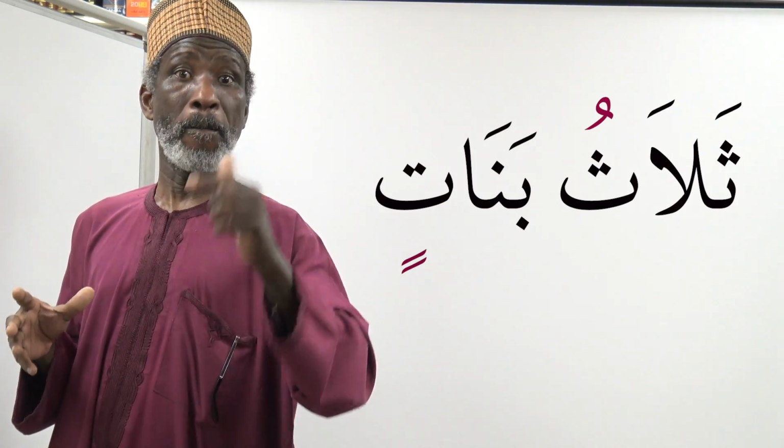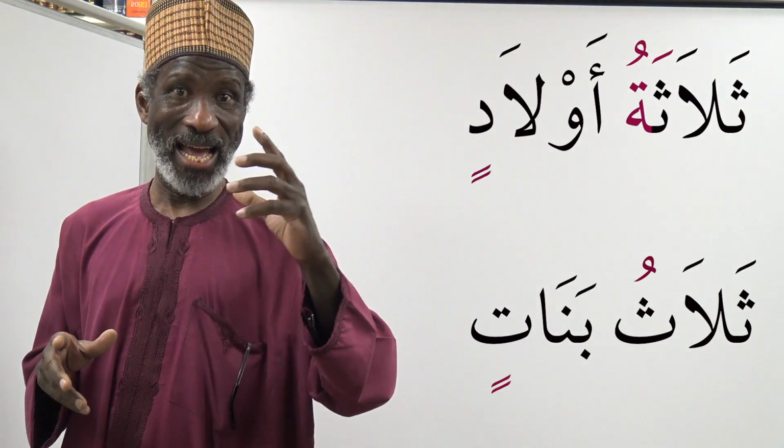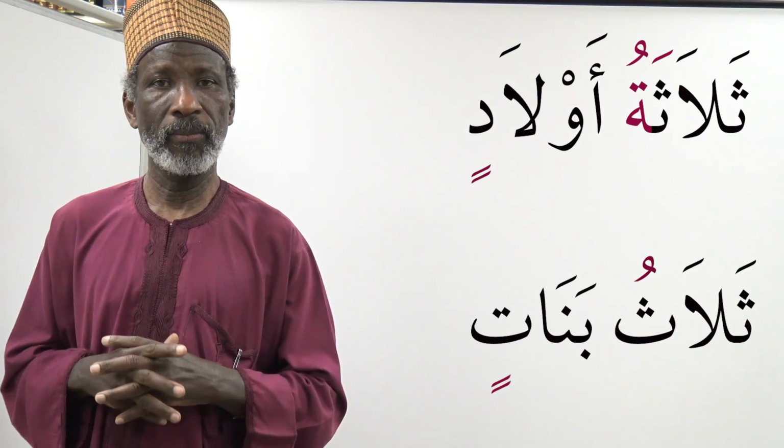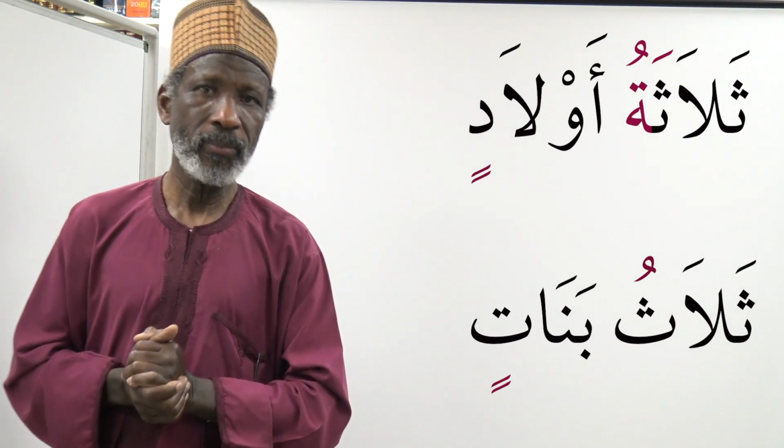Thalathu banatin. So, ثلاثة أولاد ثلاث بنات. Explanation.